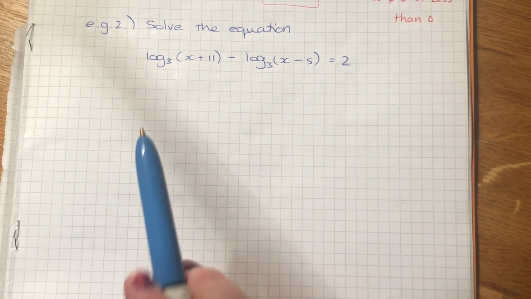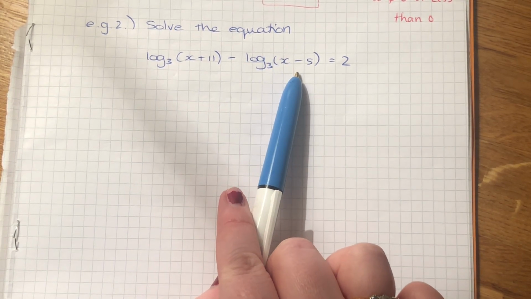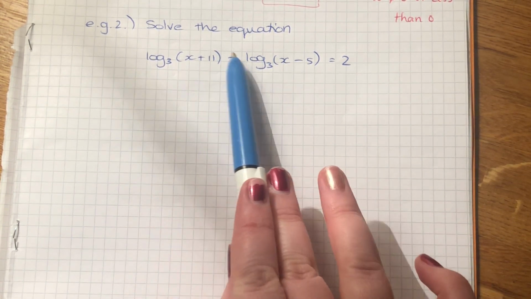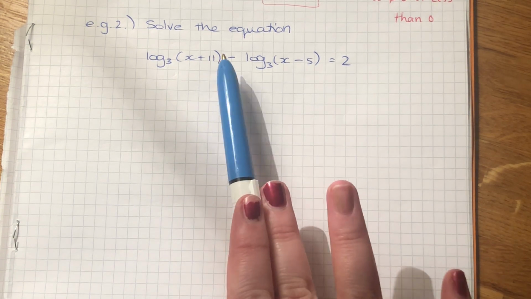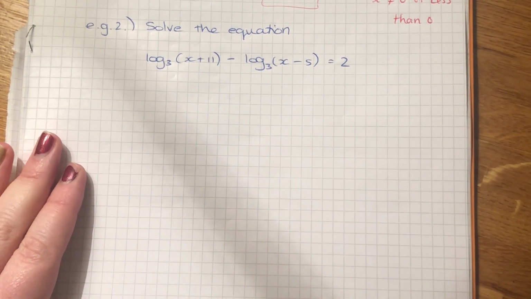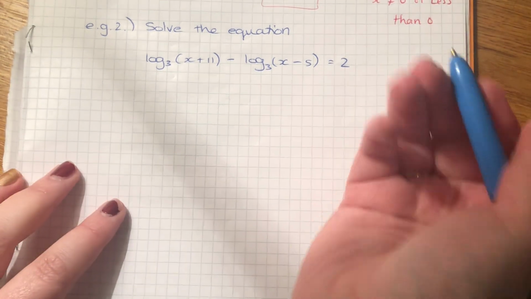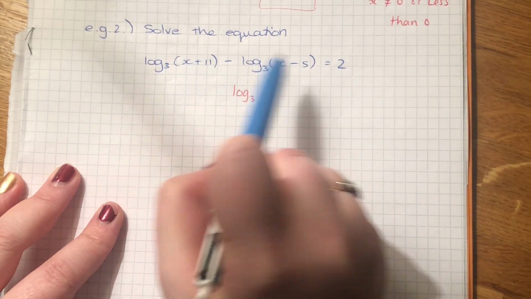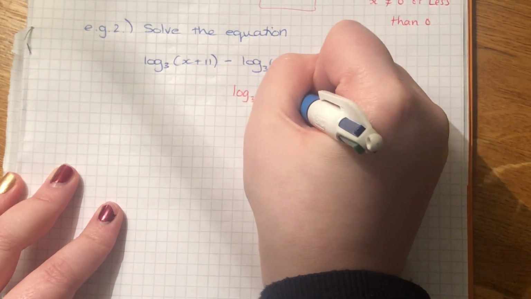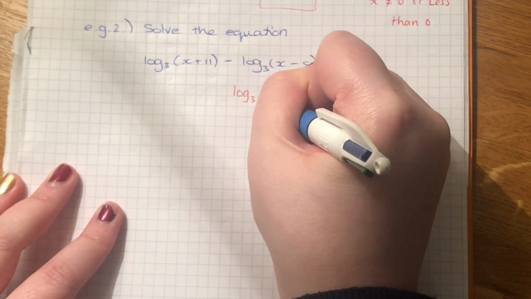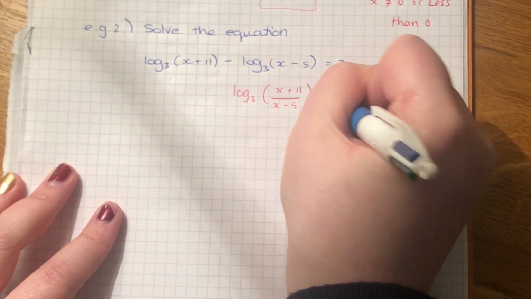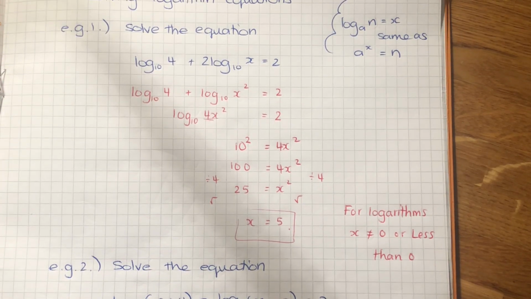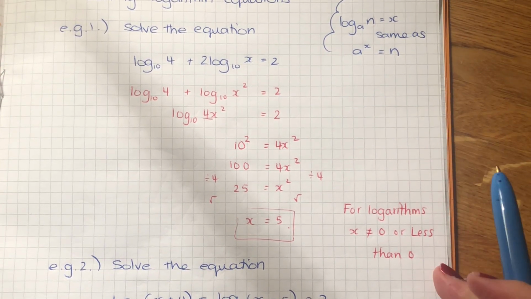So again, we've got 2 separate logs that we need to simplify to make one. Now we're taking them away. There are no numbers in front of them, which is good. So we can use the rule that when you're subtracting them, it will become a fraction. So it would be log 3, and it would be the first one divided by the second one. So x plus 11 divided by x minus 5 is equal to 2. Okay, I'm just going to write it down a little bit. So again, coming to this.